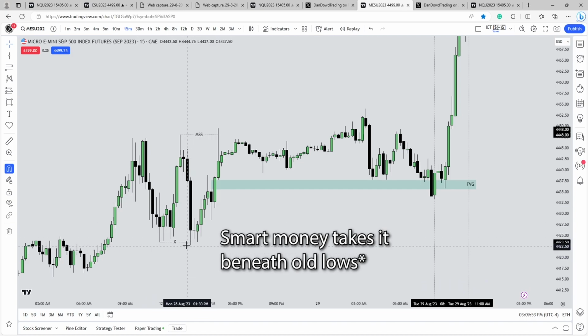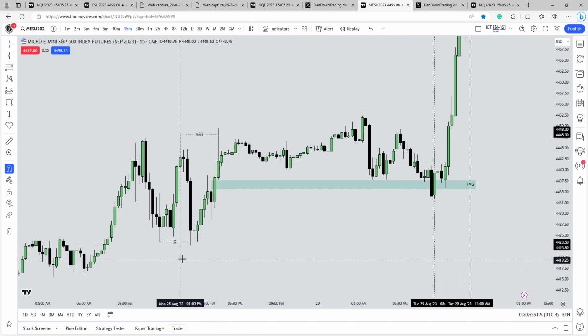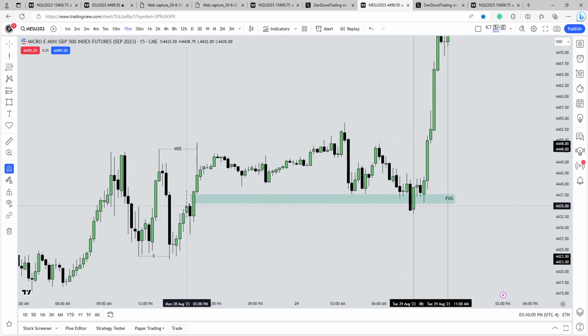So retail takes it beneath old lows to buy from sellers at a lower price, then displaces price higher, creating the market structure shift with the fair value gap. Once it creates that fair value gap and it follows the other criteria, we have an ICT 2022 model.